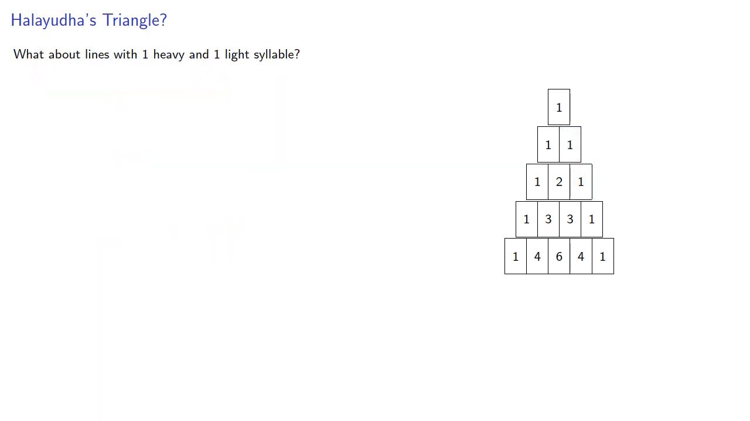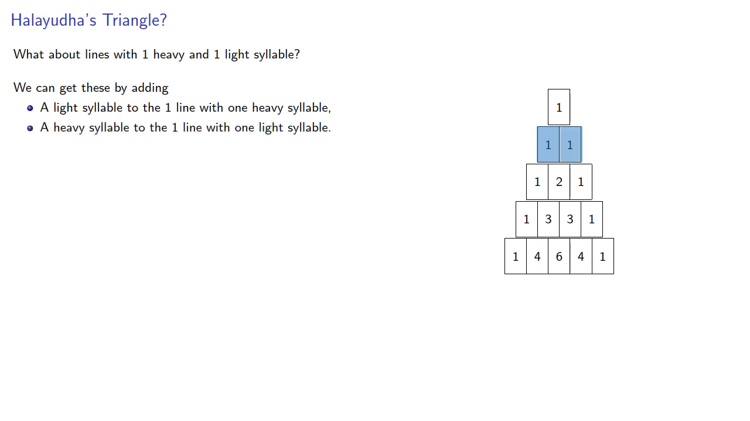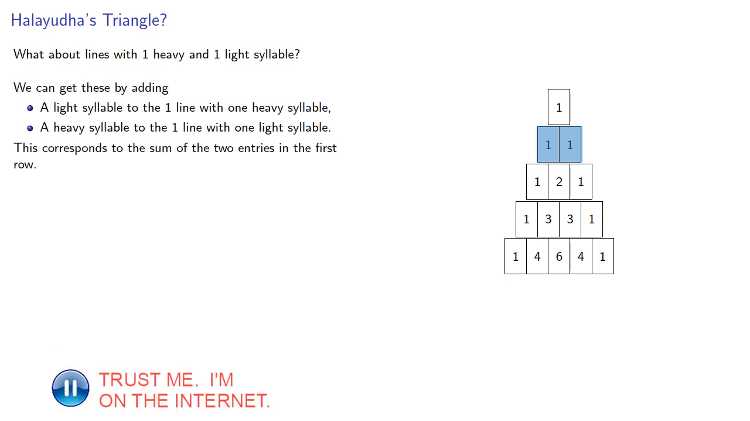So what about lines with one heavy and one light syllable? We can get these by either adding a light syllable to the one line with one heavy syllable, or a heavy syllable to the one line with one light syllable. And this corresponds to the sum of the two entries in the first row.